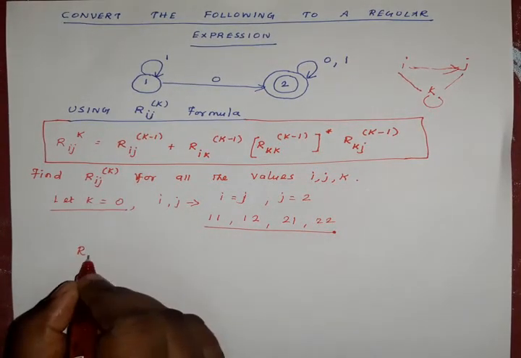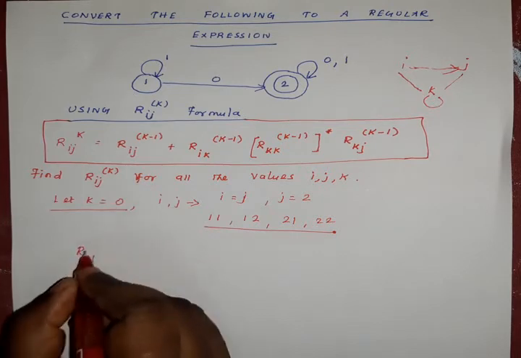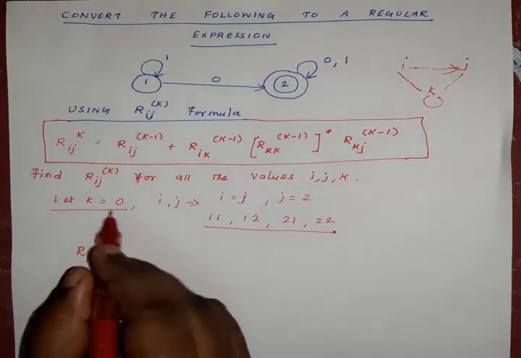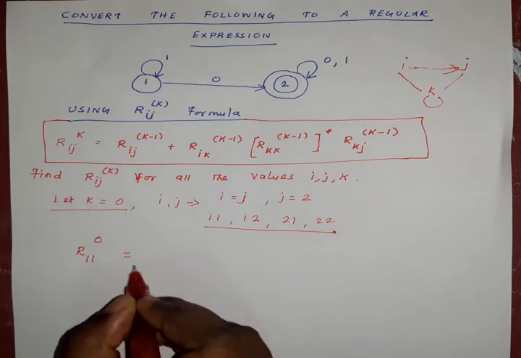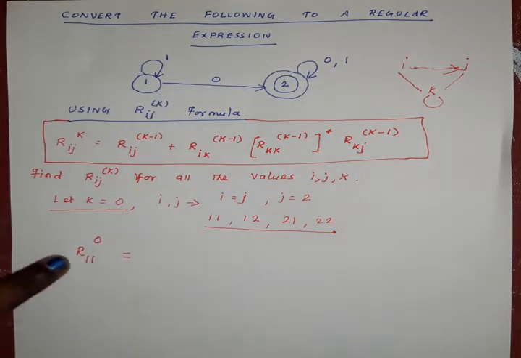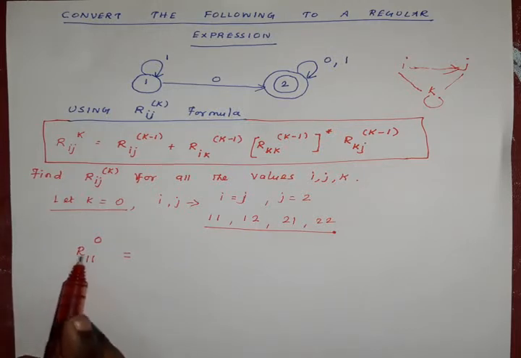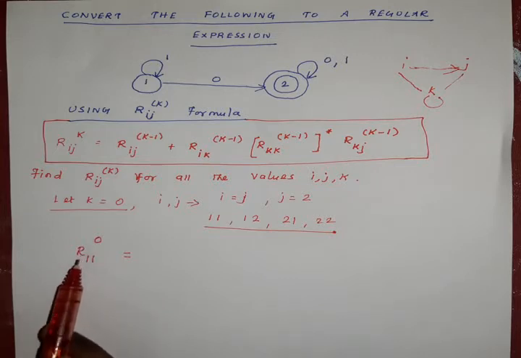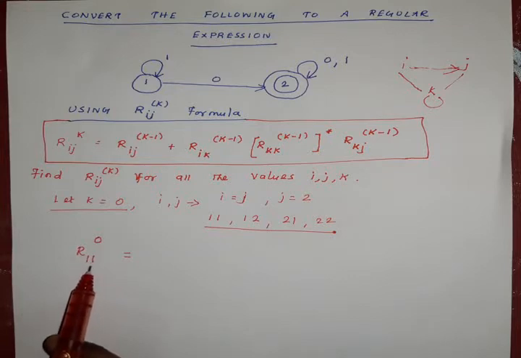So initially i value is 1 and j value is 1, but k value does not change, it is 0. So we have to find the value for R11 power 0. What is the meaning of this R11 power 0? The regular expression for the path from the state 1 to 1. This is the meaning of this term. Again I repeat, the regular expression, because R is a regular expression, for the state 1 to another state 1.